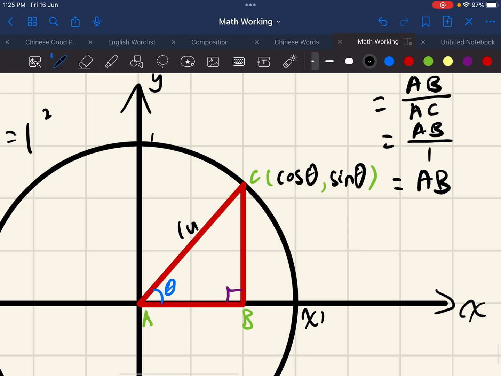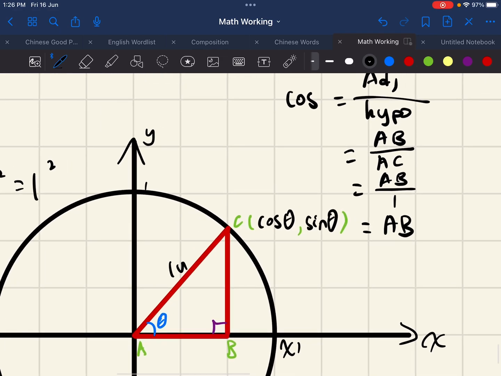So now we have officially proven that cosine of theta is equal to the length of AB. My bad, I forgot to write this. And we have also proved that the length of AB is equal to the x coordinate of point C. Now we find the y coordinate of point C.